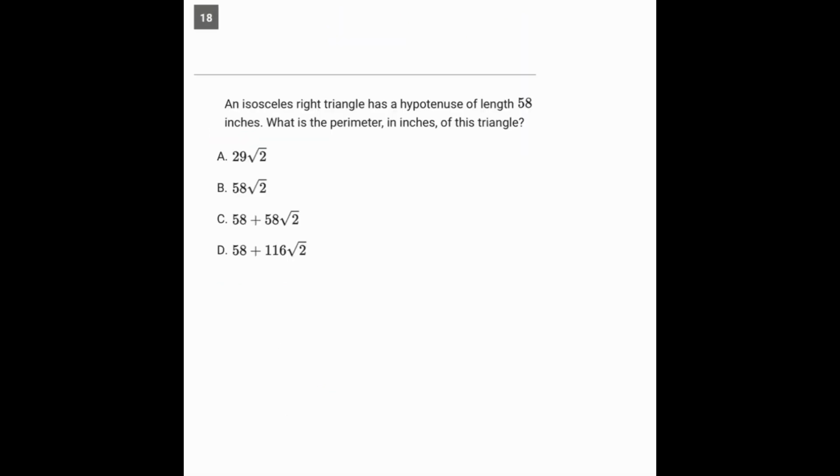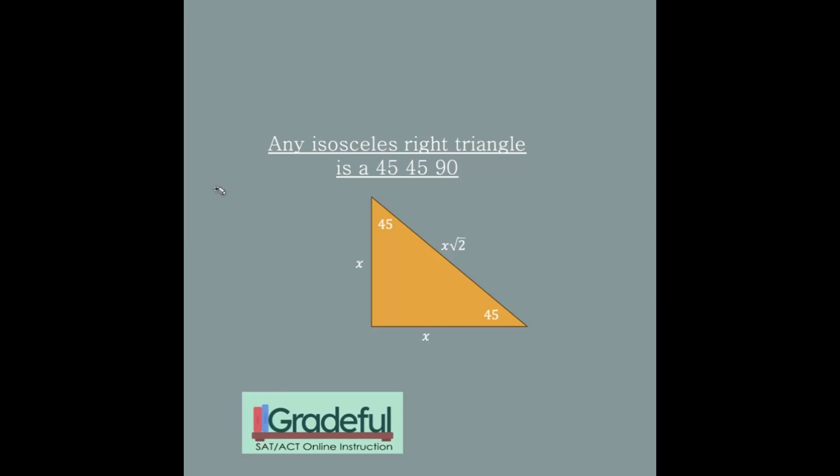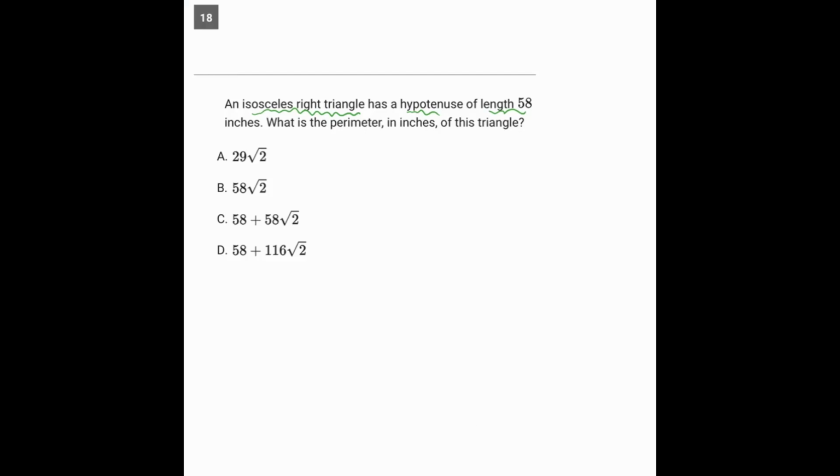Going to number 18 now. Here we have an isosceles right triangle. And we're being given the length of the hypotenuse. What you need to know is that any isosceles right triangle is always a 45, 45, 90. Now we're given the ratio for 45, 45, 90 on the formula sheet, but really you should know it by heart. It's easy. X, X, X root 2. So we can just draw a right triangle here.